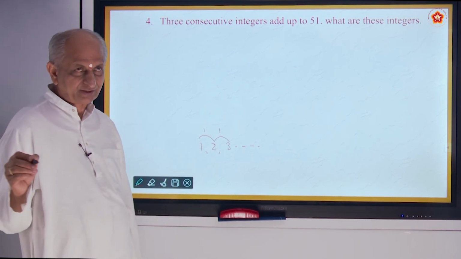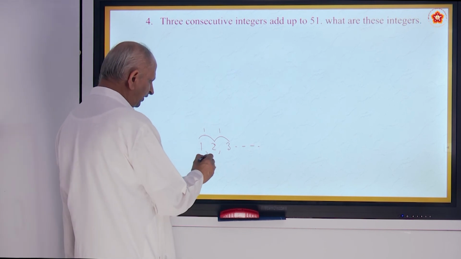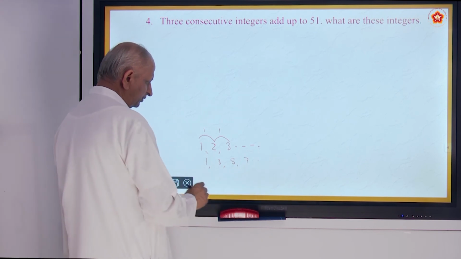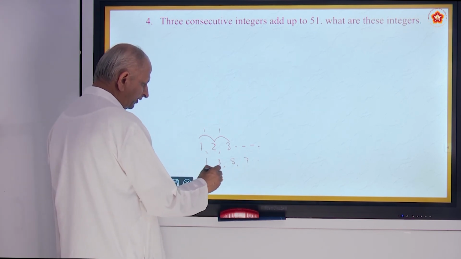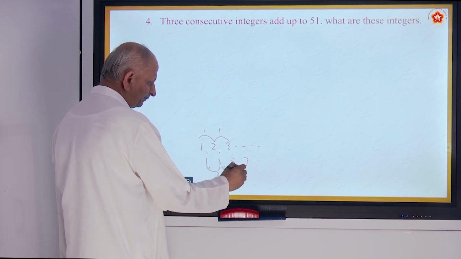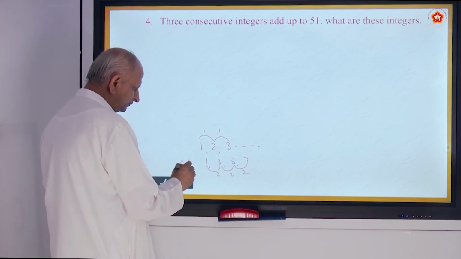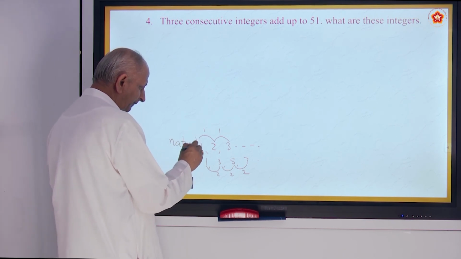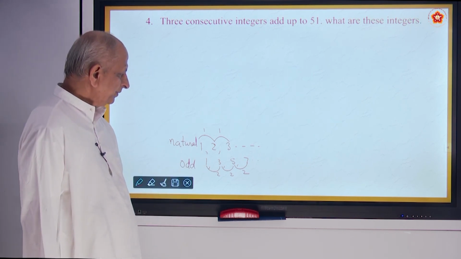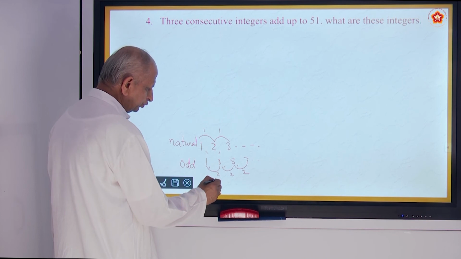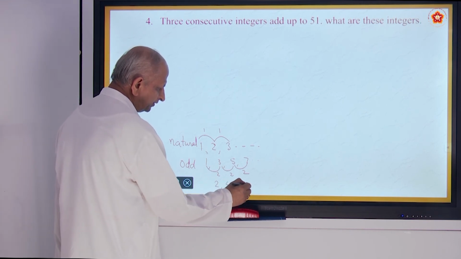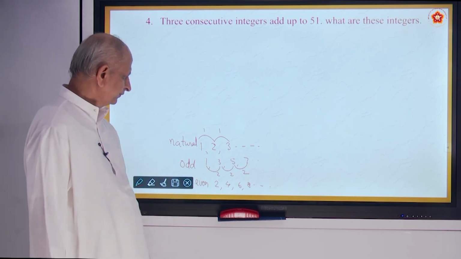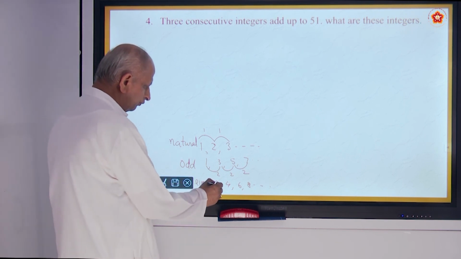And there are some integers called odd integers: 1, 3, 5, 7, 9 etc. What is the difference here? This difference is 2, correct? These are called odd integers. This is called natural integers, also called counting numbers. What about even? Even is 2, 4, 6, 8 etc. They are called even integers. Here the difference is 2.